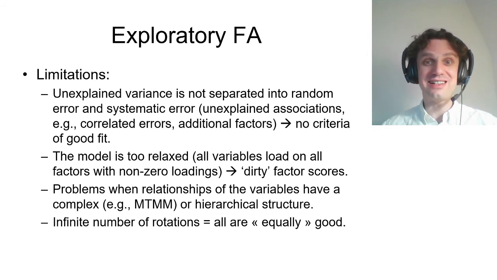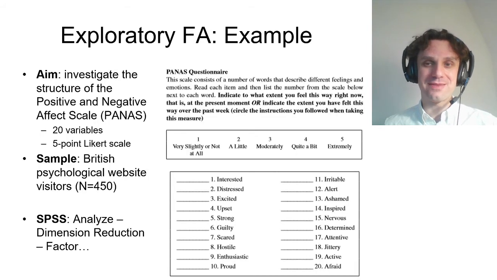Now let's take a look at an empirical example of exploratory factor analysis. As an empirical example, I have taken data that come from a British website where 450 individuals have completed a scale which is called Positive and Negative Affect Schedule, PANAS. Basically it's 20 emotional terms that are rated on a 5-point Likert scale. To what extent did you feel those during the last 2 weeks, I think we used. And what we want to find out is what dimensions there are in this set of 20 variables.